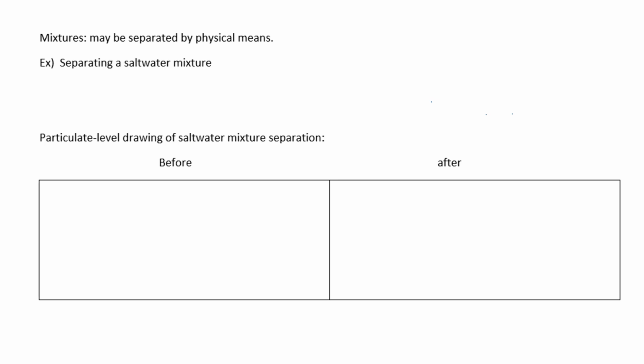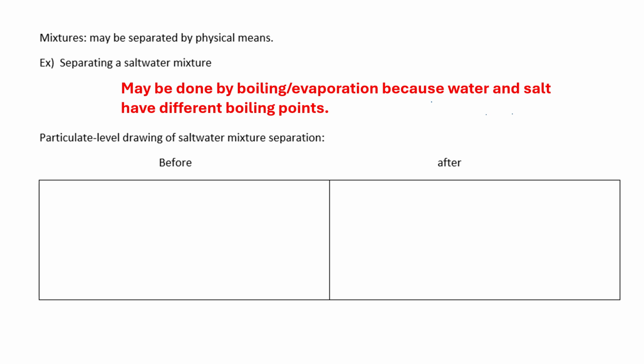So, for example, if we're talking about separating a saltwater mixture, we could take advantage of the fact that water boils at a much, much lower temperature than salt does. So if you have a mixture of salt and water, you can simply boil away the water and leave behind the salt.